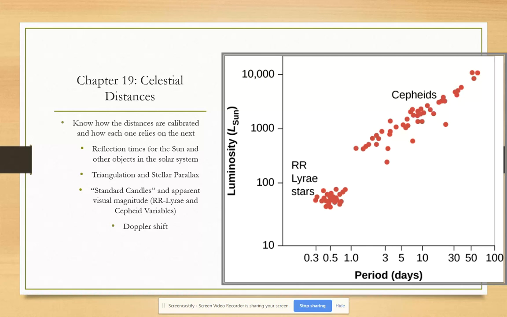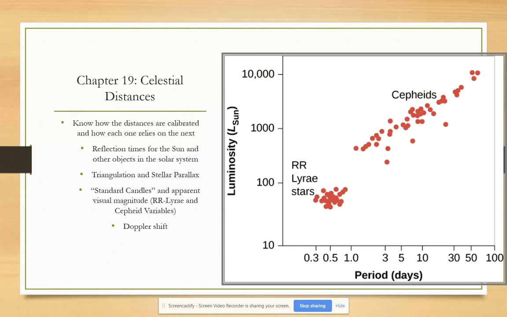So the next method I have up there is using standard candles, things of known brightness, known luminosity. We measure the brightness and compare it to the known luminosity, and using the equation that relates absolute visual magnitude to apparent visual magnitude, you can calculate the distance.